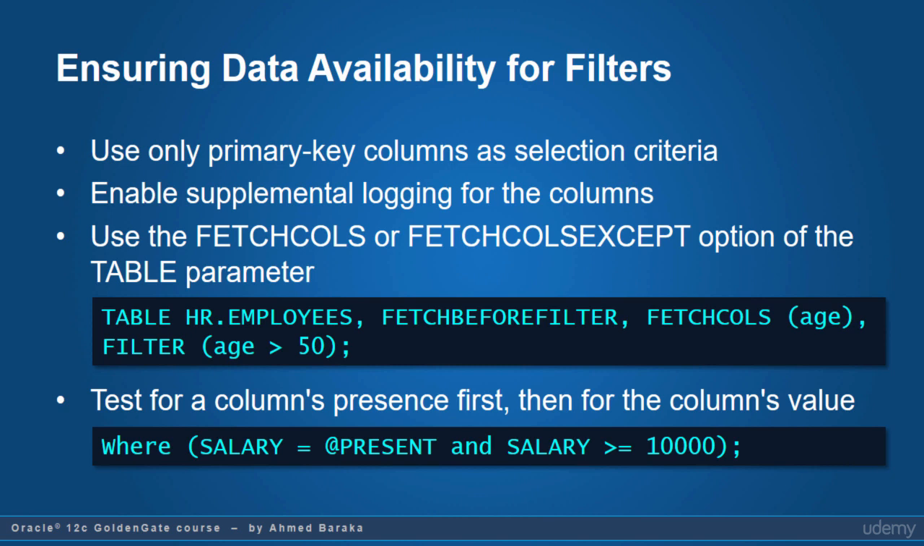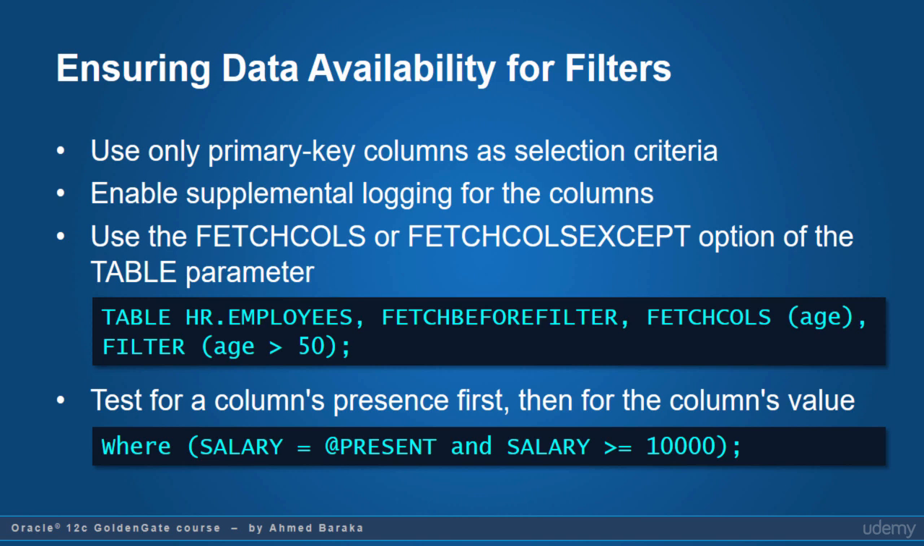I said earlier in the lecture that some databases write values of only changed columns in its transaction log file. If your where clause or filter clause reference columns that are not part of an update statement in an operation, that operation will be ignored and GoldenGate issues a warning message. To ensure the required data is available for the filters in the transaction log operations, you have the following options.